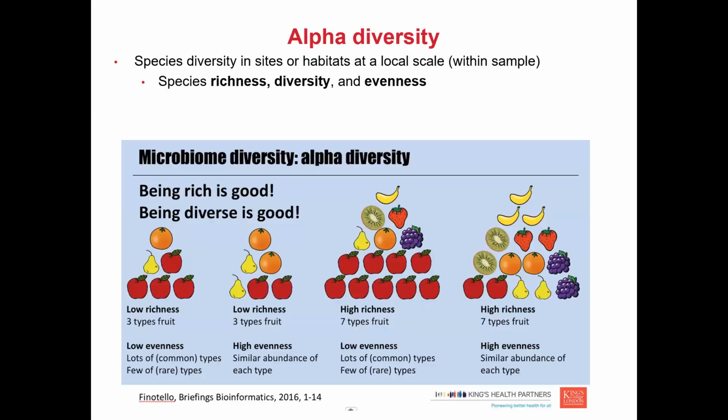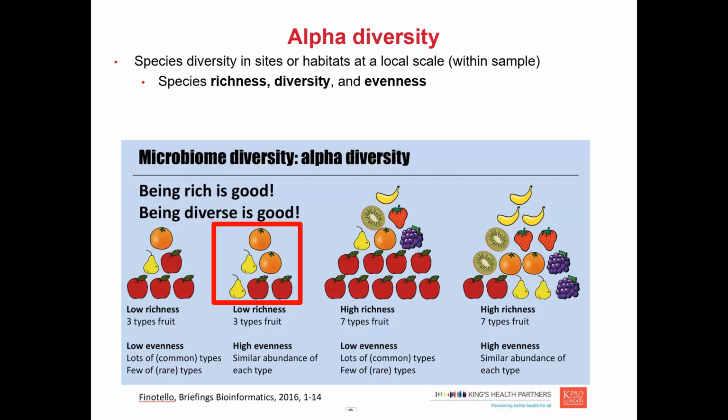Here is a quick cartoon example using fruit to describe the alpha diversity measurements: species richness, species evenness, and species diversity. The first community on the far left only has 3 types of fruit, and the apple accounts for a majority of the community. This would be an example of low species richness, only 3 types, and low species evenness, as the fruits are not evenly distributed, favoring the apple.